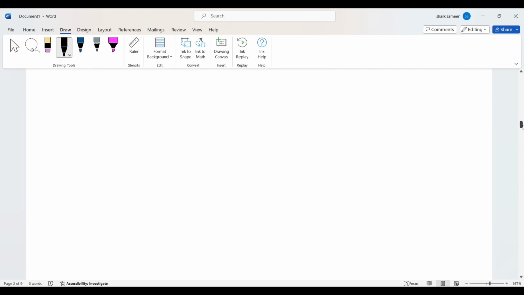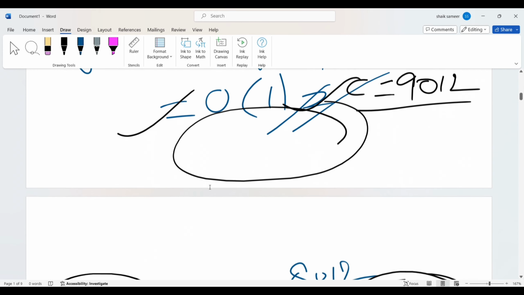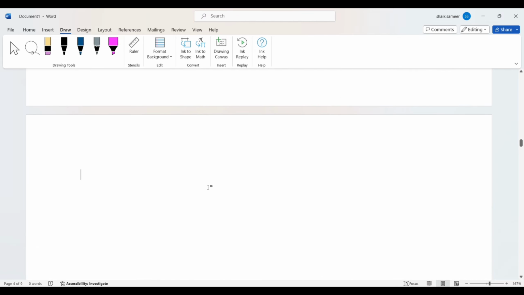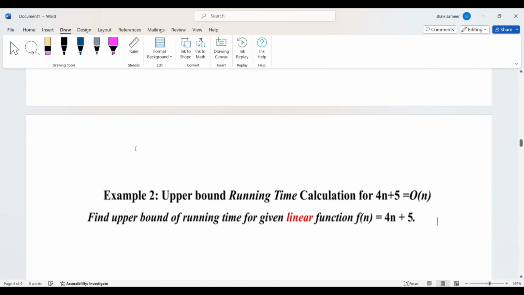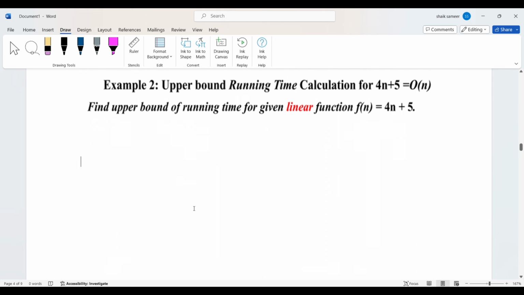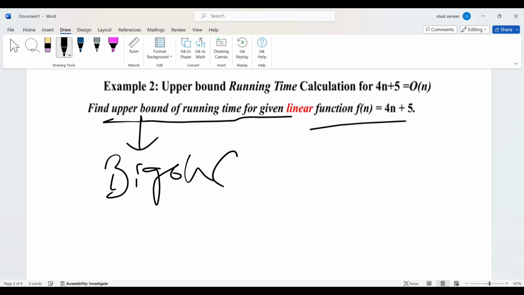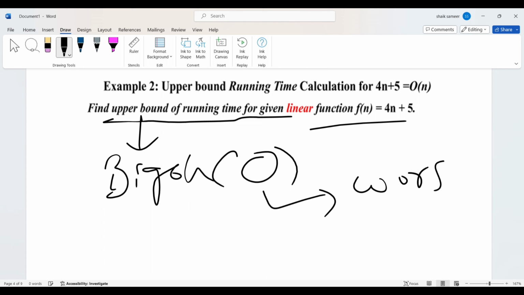Now when you look into the second question, we have to find the upper bound running time for a linear function. Here the function is a linear function. First identify the function, then you can solve the problem. Since the given is an upper bound, we know this is related to BIGOH. The symbol is like this, BIGOH, and BIGOH notation is used in the worst case scenario.